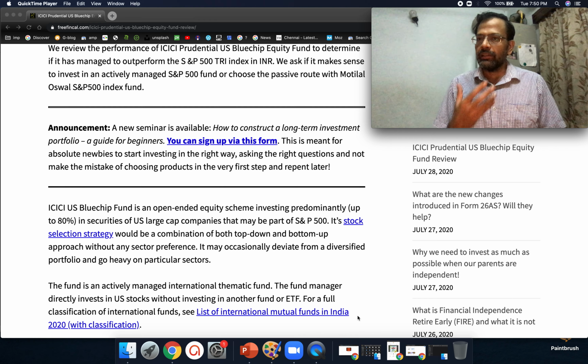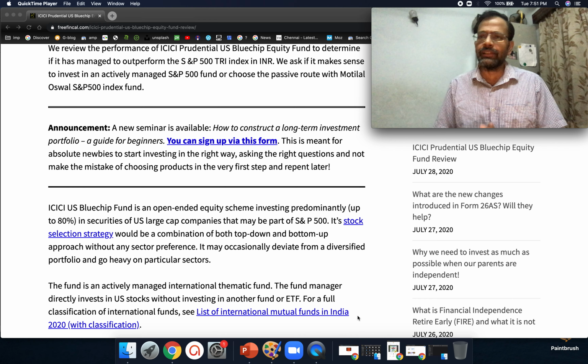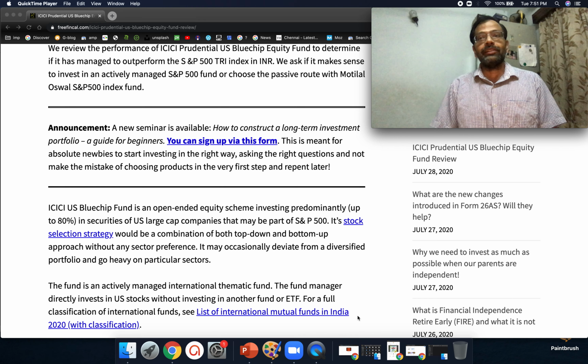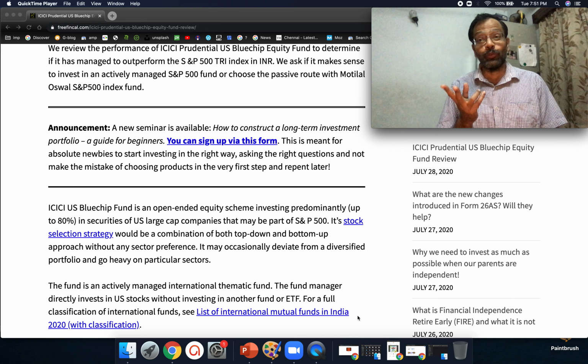It's a thematic international fund that will invest up to 80% of its portfolio into US large caps, typically from the S&P 500 index. This is an actively managed international fund. It's got a benchmark of S&P 500. It's not very clear whether that S&P 500 is USD S&P 500 or INR S&P 500, because the two are very, very different, as we shall see below.